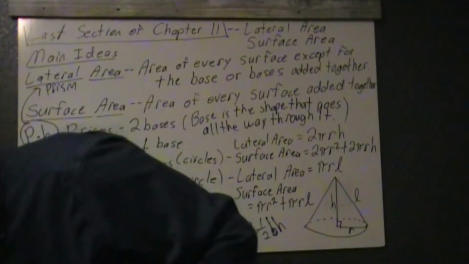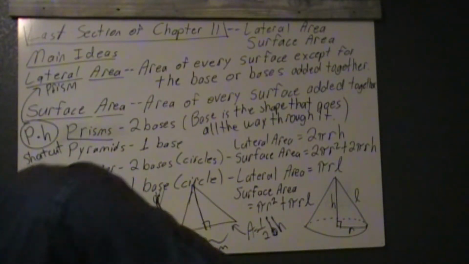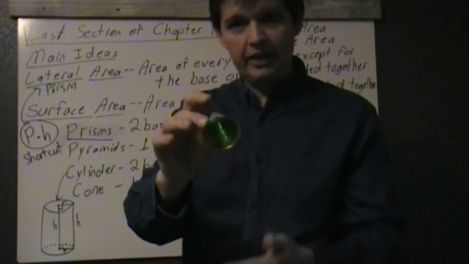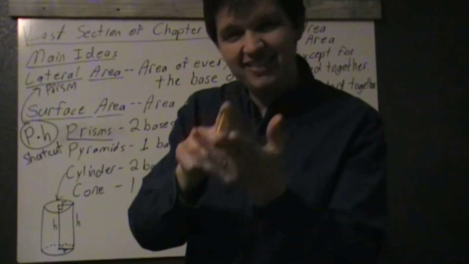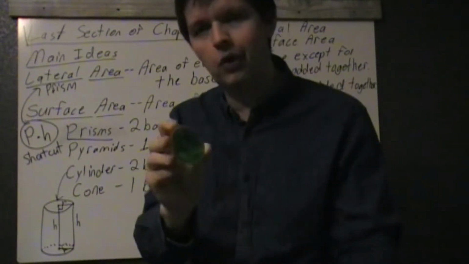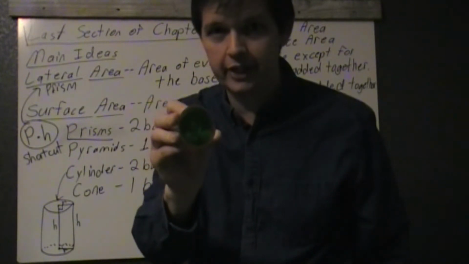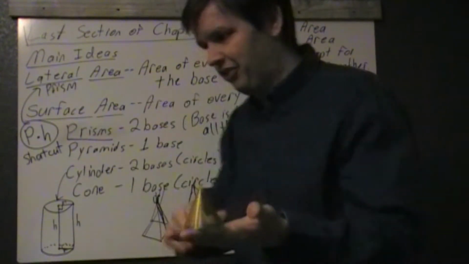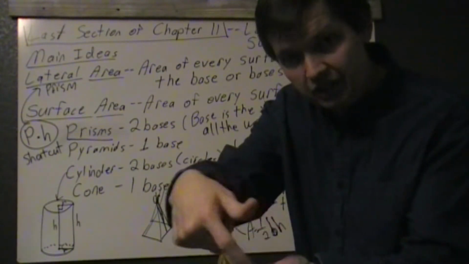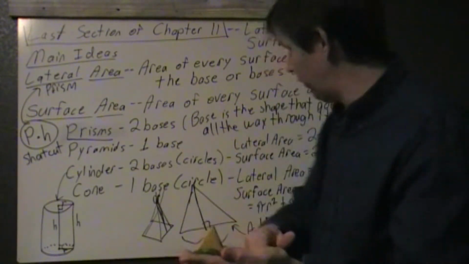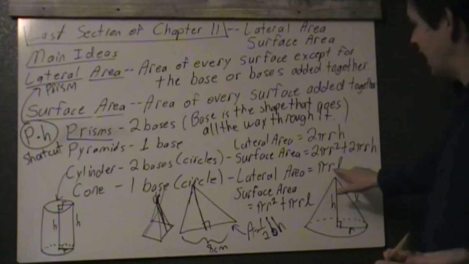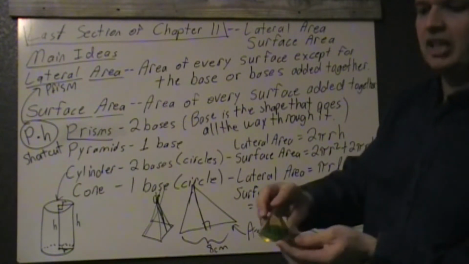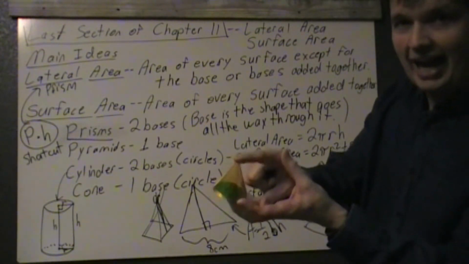Now a cone has a circular base, but it goes to a point. And this is a formula for the lateral. Now you know how to find the area of the base. Pi r squared, right? So surface area is pi r squared plus this stuff. This stuff right here, this lateral area right here, is pi r times the lateral, or the slant height, L.